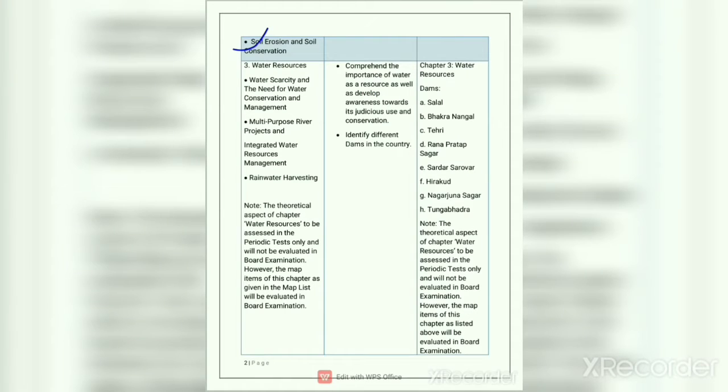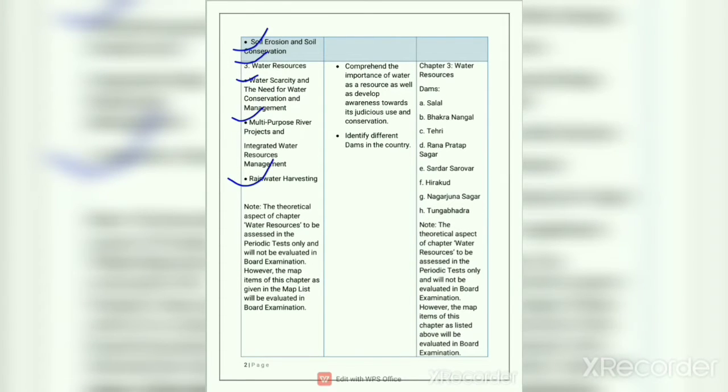The next chapter that you have in term 1 is water resources. Under this chapter, you have to do the following subpoints: water scarcity and the need for water conservation and management, multipurpose river projects and integrated water resource management, and rainwater harvesting. One point to be noted over here is that the theoretical aspect of chapter water resources to be assessed in the periodic test only and will not be evaluated in board examination. However, the map items of this chapter as given in the map list will be evaluated in board examination.